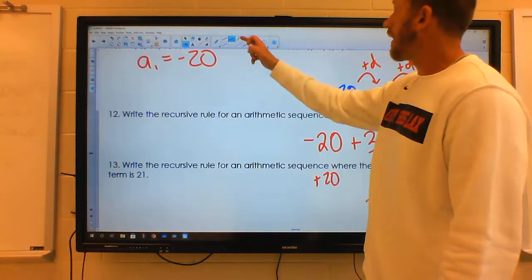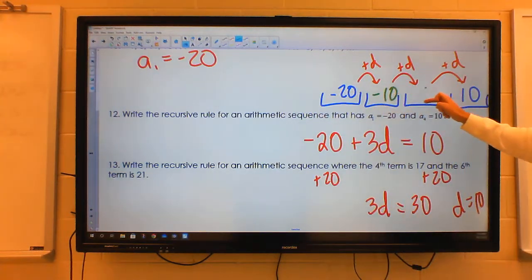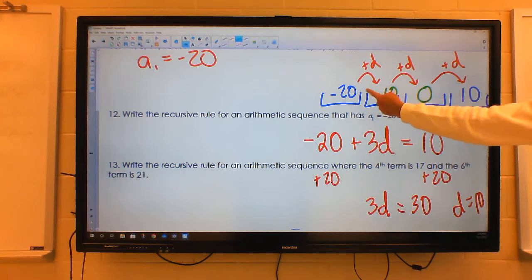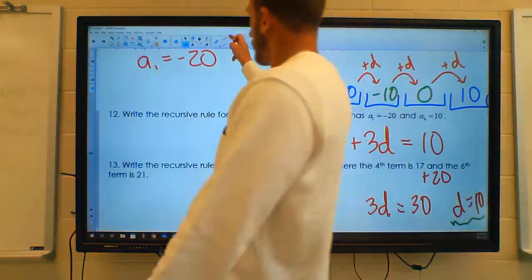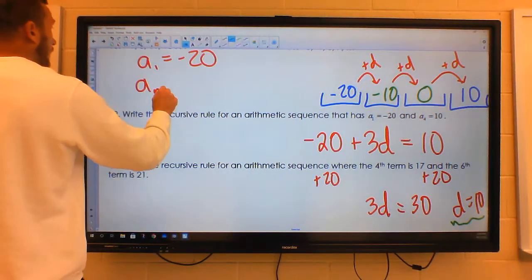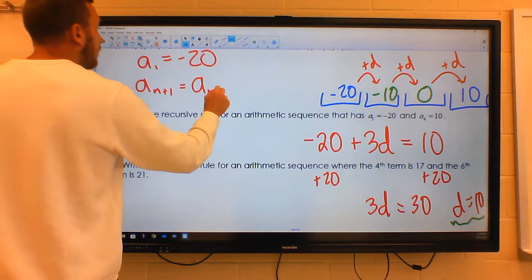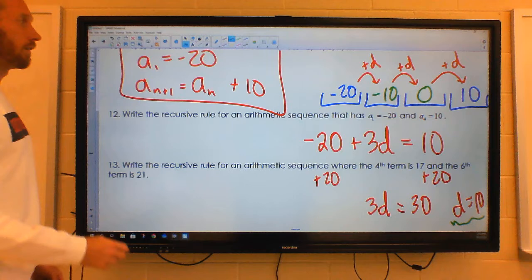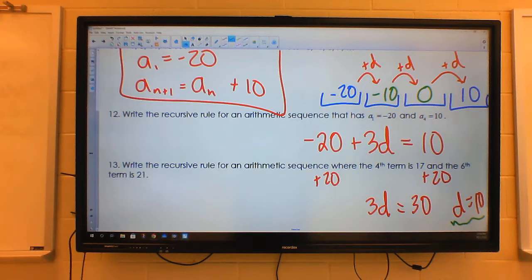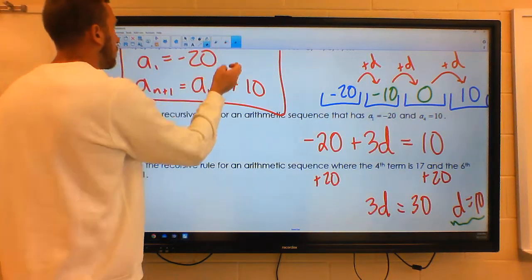I bet if I fill this out now, adding 10: add 10, I get to -10. Add 10, I get to 0. Add 10, I get to +10. My common difference worked. Now I can finish my recursive rule by saying a_(n+1) is my current term plus 10, because it is my common difference that I'm adding every time. Boom.